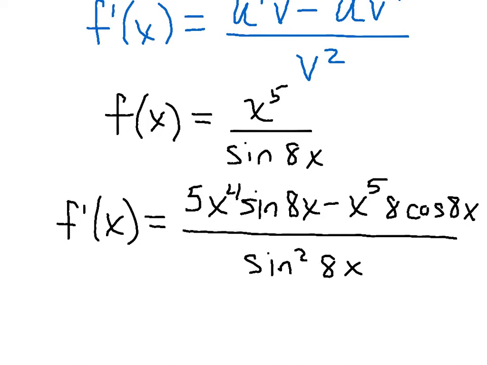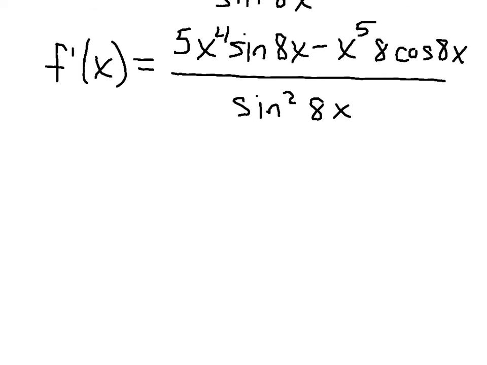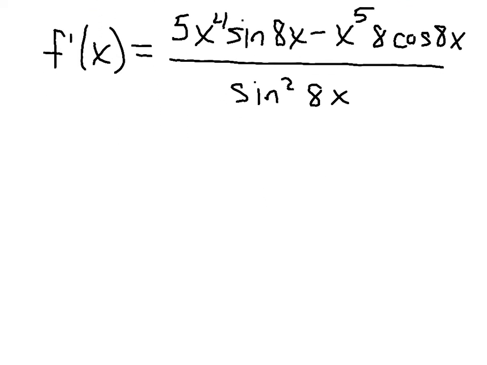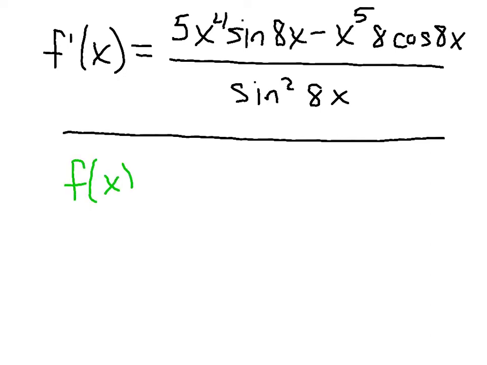Now, what I'd like to do before we finish up here is show you why it works. And we can see why it works by turning our quotient into a product. So I'm going to do that, and I'll do it in a different color. So we have our function f of x. That's u over v. And we can rewrite it as a product, u times v to the negative 1.